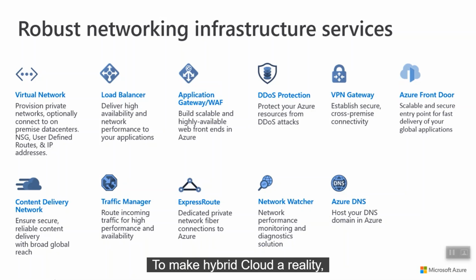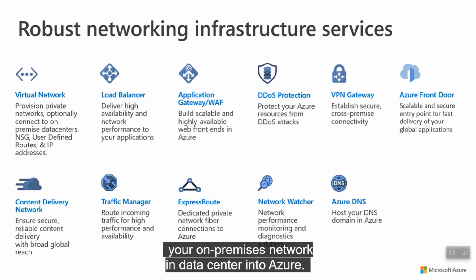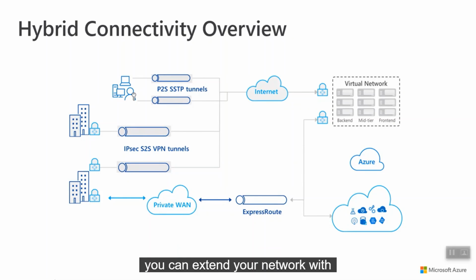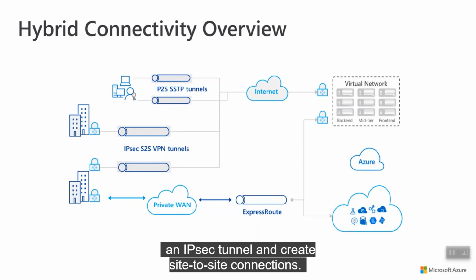To make hybrid cloud a reality, you need to be able to extend your on-premises network and data center into Azure. There are multiple options for you to achieve this. VPN gateways provide you with the ability to connect Azure via a point-to-site or site-to-site connection. The point-to-site option allows you to create an SSTP tunnel through an Azure VPN client that you install on your workstation.